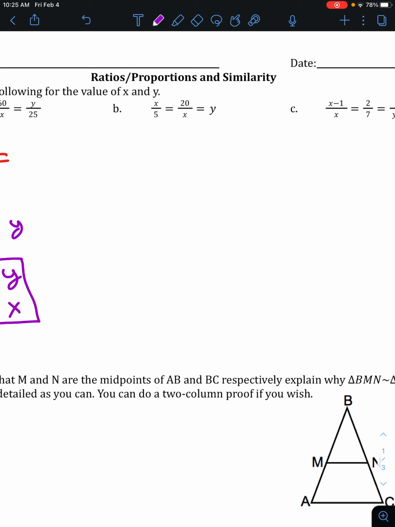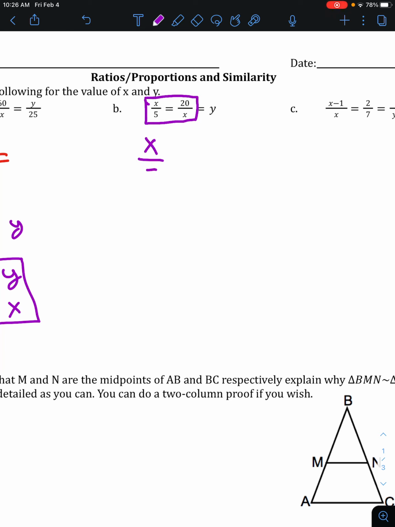Now we have 3 proportions. X over 5 equals 20 over x equals y. So it's a little bit trickier here because now every single proportion has a variable in it. We have to choose these 2 because both of these proportions have x, which will allow us to solve for x. If we choose an x and a y, we're never going to be able to solve for one of the variables because we'll always have the other one there as well.